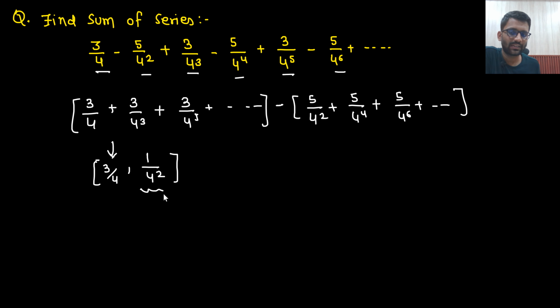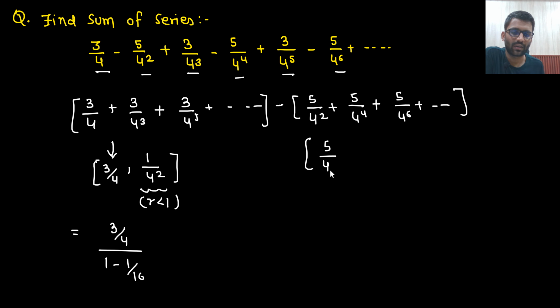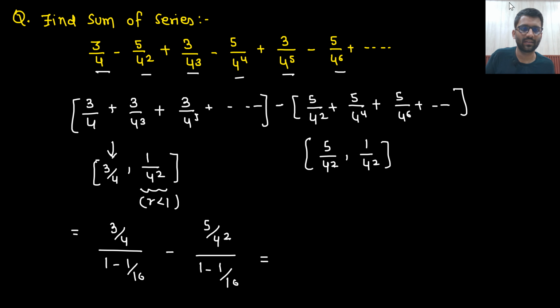And the common ratio is less than 1. So what will be the answer? A upon 1 minus r, 1 by 16. What about this one? What is your first term? 5 by 4 square. And what is the common ratio? 1 by 4 square. Minus sign is there. A is 5 by 4 square divided by 1 minus r. So let's do the calculation and see what we get. After solving it, we get 7 by 15.